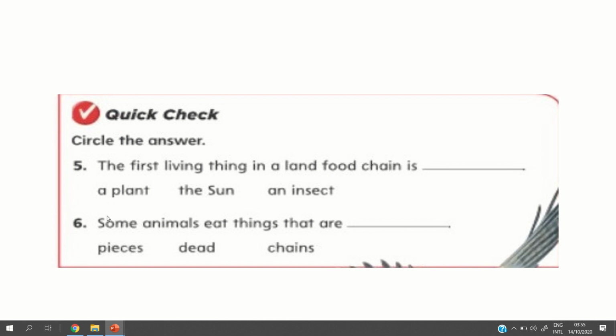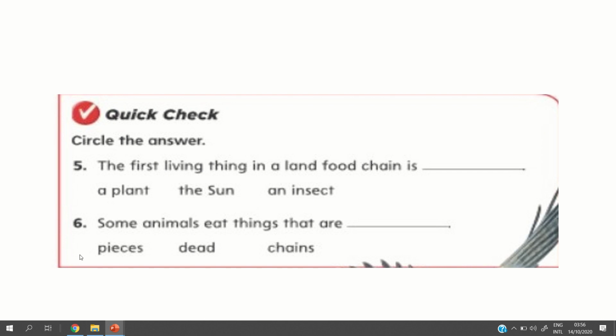Okay. Question number 5. The first living thing in a land food chain is a plant, or the sun, or an insect. Which one is the first living thing in the land food chain? Super great, too, the sun. The sun is the first in a land food chain.